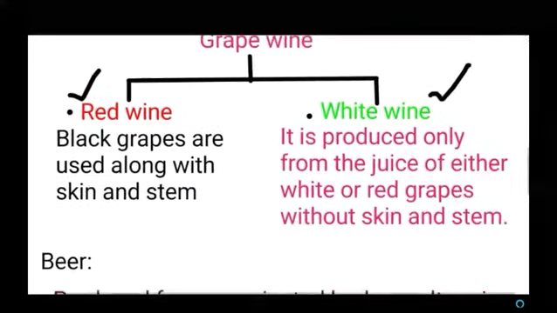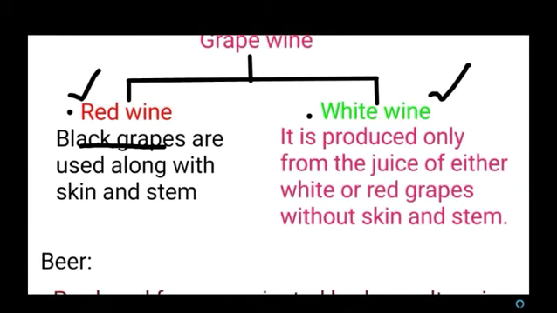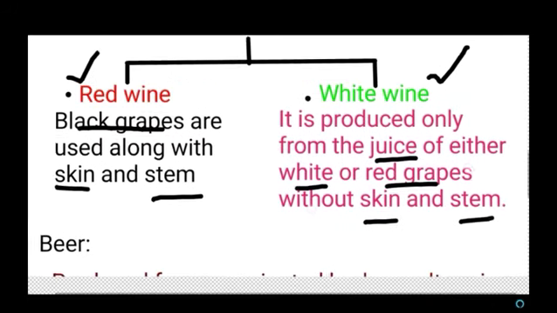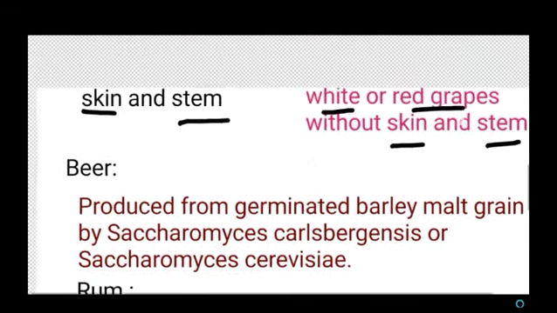Red wine is made from black grapes, and it is produced along with their skin and stem. In the case of white wine, it is produced from the juice; either white or red grapes are used, without skin and stem. This is the difference between red and white wine.